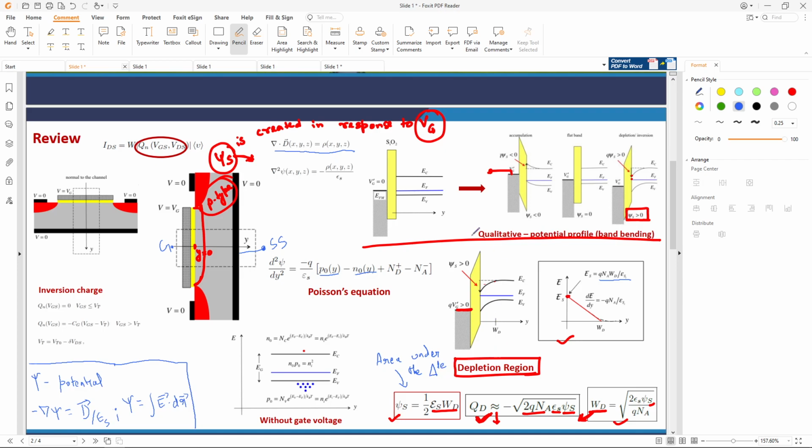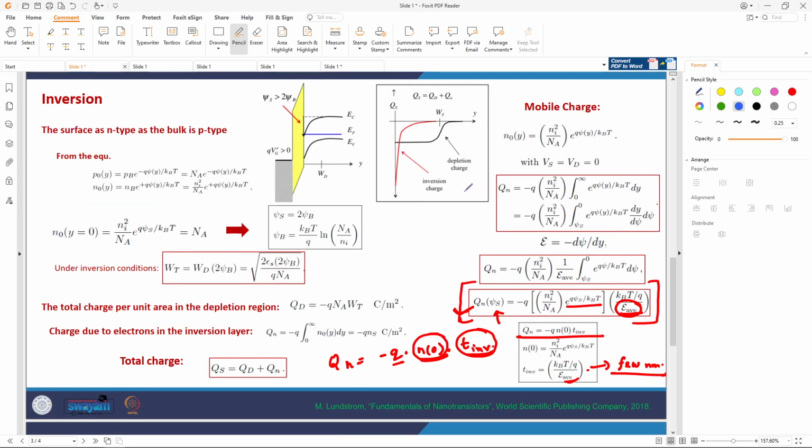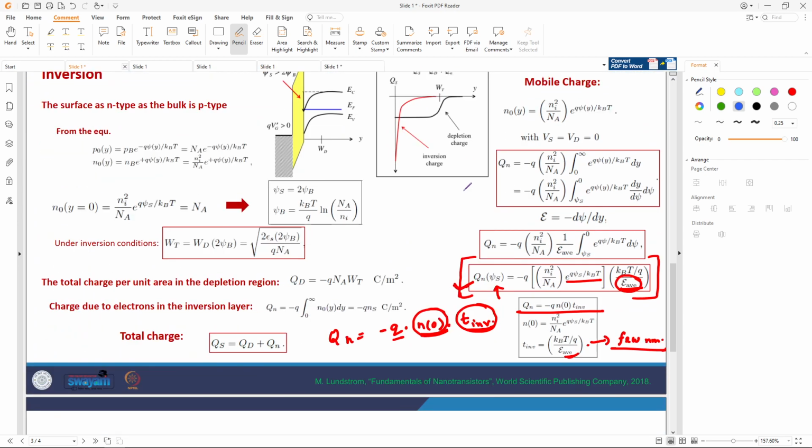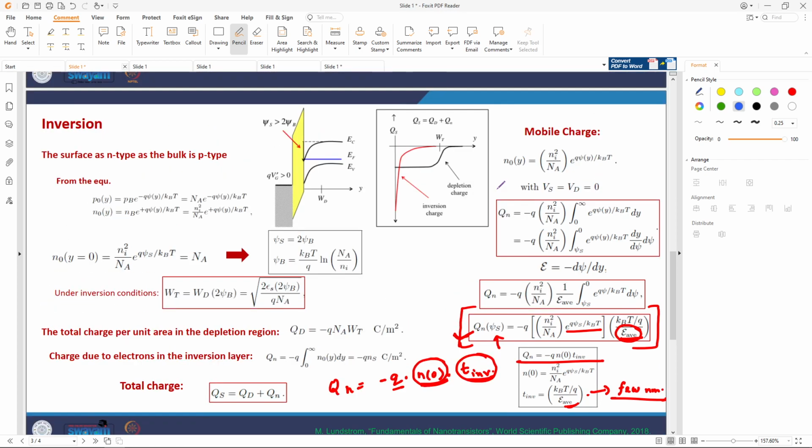So now moving on. When the time comes, remember these parameters. psi b is essentially the intrinsic potential difference between the Fermi level and the conduction band.